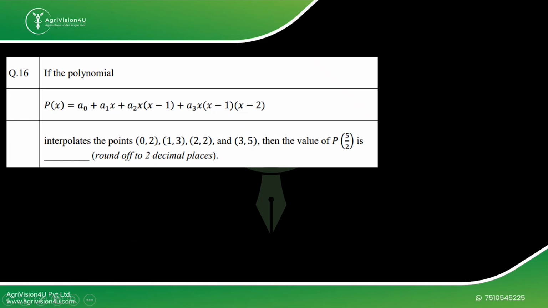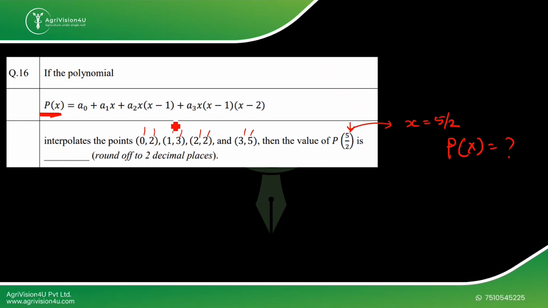Okay, let's solve the 16th question of GATE exam branch. If we read the question, a polynomial function is given to us, that is, p is a function of x, and a naught, a1, a2, and a3 are constants. Some points are also given: 0, 2; 1, 3; 2, 2; 3, 5. Then they are asking to calculate the value of p when the x value is 5 by 2. They want the value of this p of x.